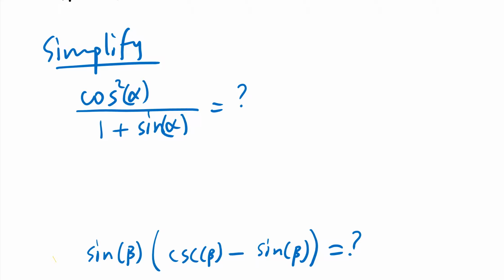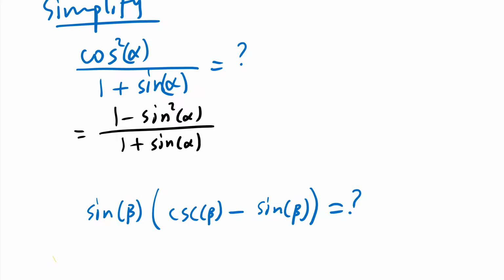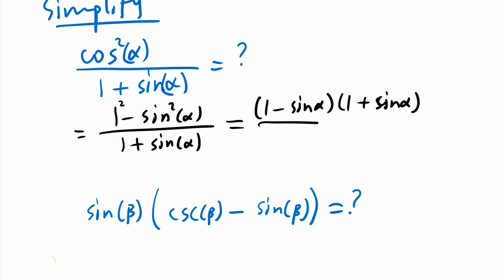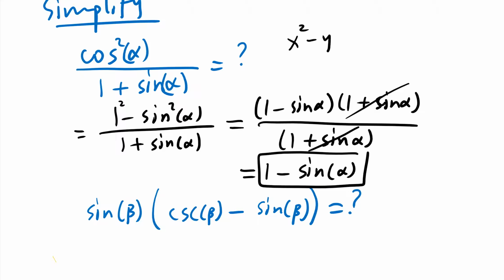So how do we start with the first one? We can rewrite cosine squared as 1 minus sine squared. Keep the denominator the same. Now the top one can be factored because that's 1 squared. 1 minus sine alpha times 1 plus sine alpha over 1 plus sine alpha. These cancel, so the simplified version would be this, 1 minus sine alpha. So note I use this formula, x squared minus y squared, x minus y times x plus y.